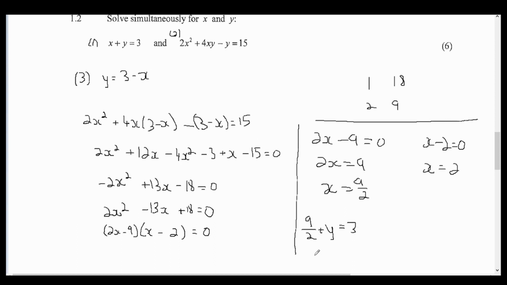And then we simplify, so it becomes y equals 3 minus 9 over 2, which you can just type in your calculator since it's all numbers, which will give you negative 3 over 2. And then we do the same thing with our x value of 2, so it becomes 2 plus y equals 3, and then you take the 2 over, so it becomes 3 minus 2, which is just y equals 1. And those are your answers. So when x is equal to 9 over 2, y is equal to minus 3 over 2, and when x is equal to 2, y is equal to 1.